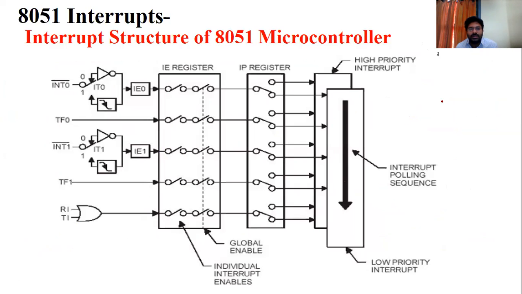See this. This is the interrupt structure of the 8051 microcontroller. See this INT0, then INT1, timer overflow flag 0, timer overflow flag 1, then serial interrupts RI and TI. This is the IE register. This is the IP register. IP means interrupt priority register.